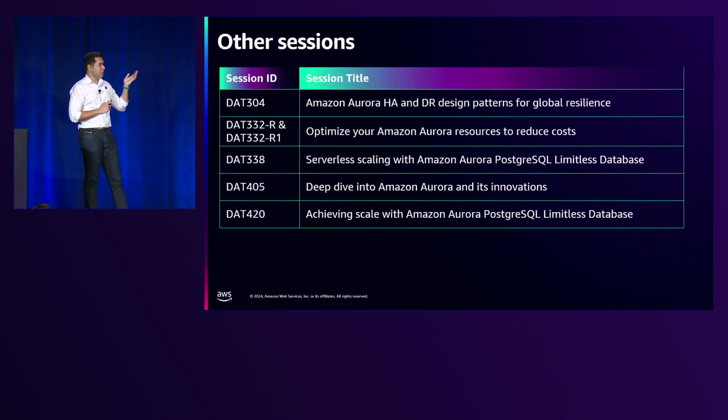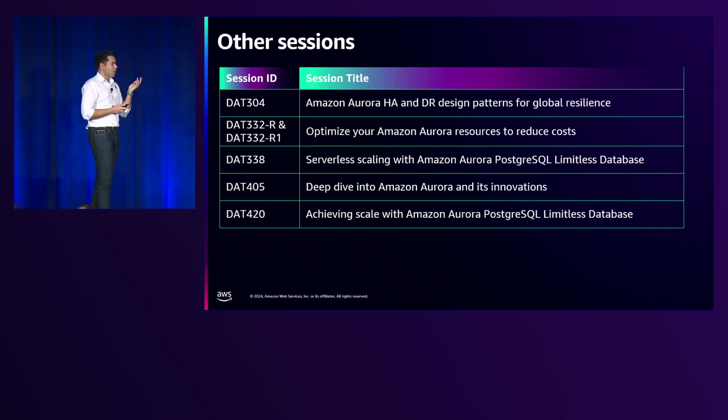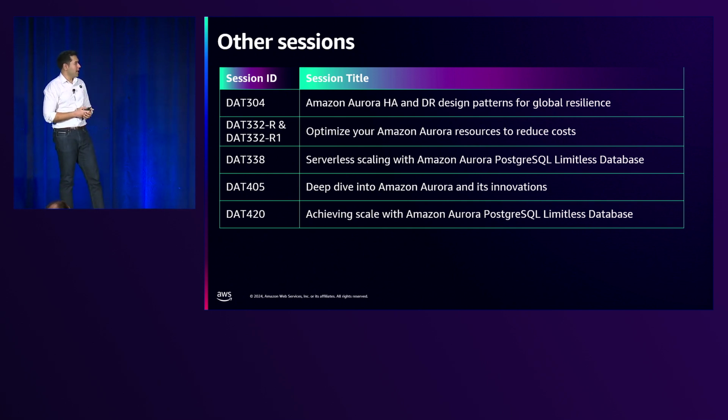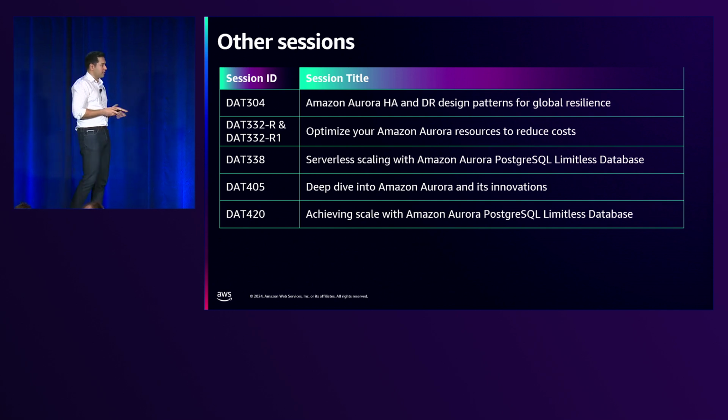We just want to share some more sessions that you might potentially be interested in. Some of these we are talking about today. We also launched Amazon Aurora DSQL. I know some of you might be excited to learn more about that, so we welcome you to go to some of these sessions. We have a deep dive into Aurora and its innovations. We have serverless scaling, how to optimize your Aurora cluster further to reduce costs. A lot of customers have asked us for that, so that will help you know what else you can do to optimize your costs. I touched upon it a little bit today. And then how you can also achieve scale with Limitless, which again is our sharded database that we discussed earlier.